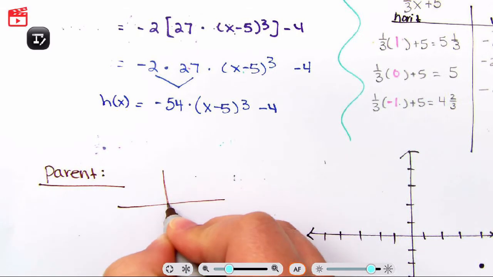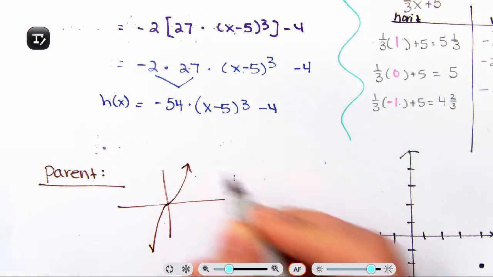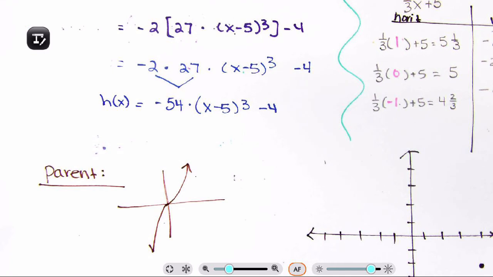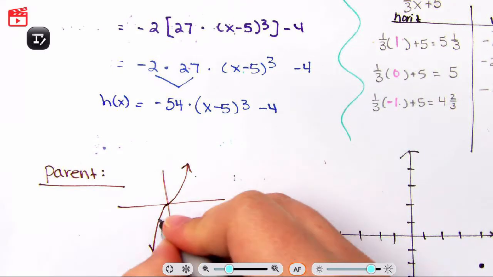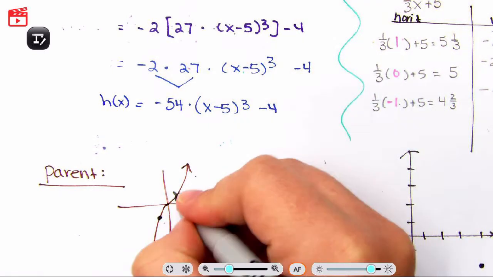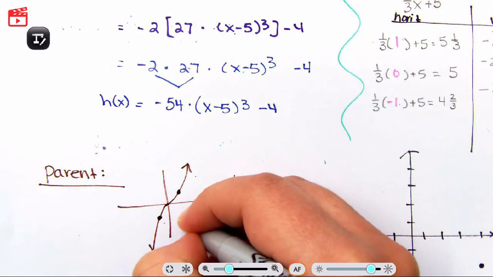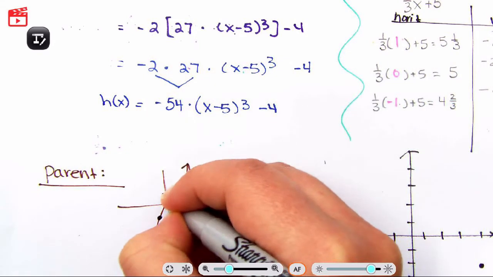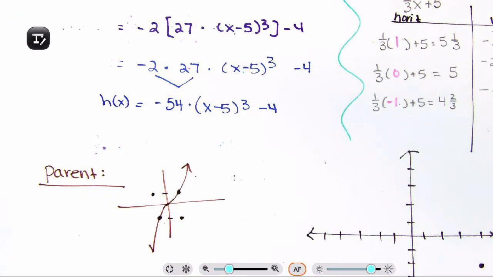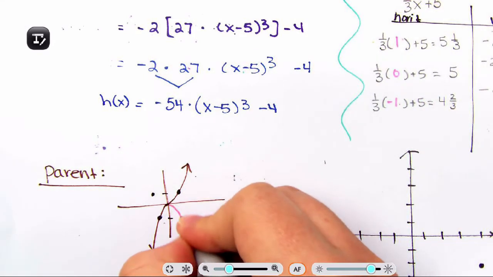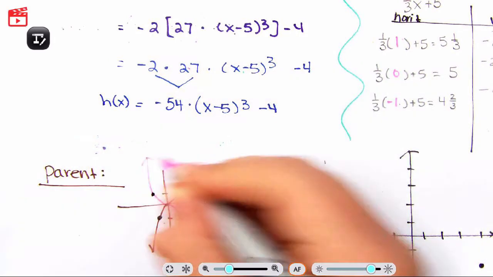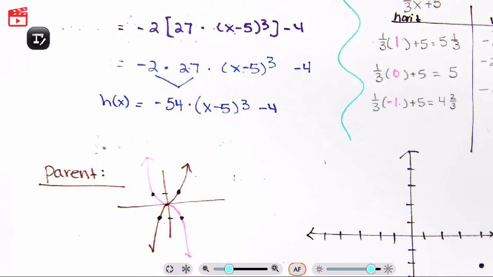Our parent function looks like this. If we reflect it across the x-axis, the points (-1, 1) and (1, 1) flip. So now I have one here, and I have one here. My reflection across the x-axis now is a decreasing function, so it has to go down.